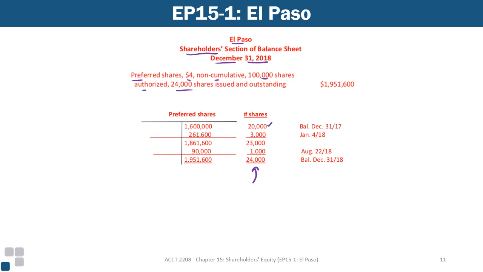So we started the year at 20,000 shares. There were 3,000 issued on January 4th and another 1,000 on August 22nd. So the balance dollar-wise is $1,951,600. We started with $1,600,000, then $261,600 on January 4th, and then another $90,000 on August 22nd. So $1,951,600 is the balance for preferred shares.